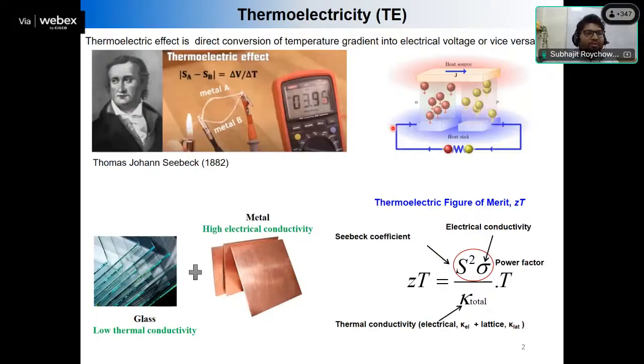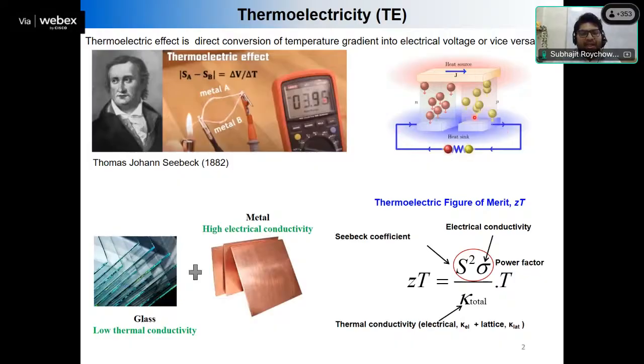So now the first question you can ask: what is thermoelectric? As you can see here, this was discovered long ago in 1882, that is the Seebeck effect. So if you have one metal A and metal B, now you connect them and on one side you give temperature and on one side it's not. So there is a temperature gradient. So you can measure voltage out of it. So thermoelectricity depends on this Seebeck effect, which is a direct conversion of temperature gradient into electrical voltage or vice versa.